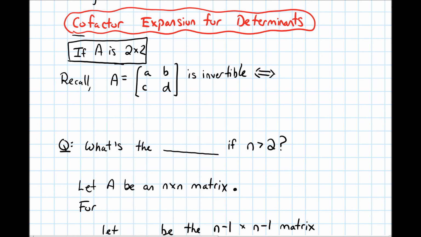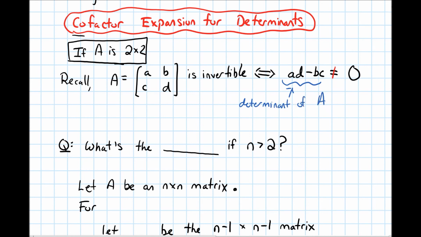As we saw back in chapter 2, this is invertible if and only if a times d minus b times c is not equal to 0. We need this condition to guarantee that when we row reduce this matrix, it's going to have a pivot in each column and each row. This expression ad minus bc is called the determinant of the matrix A.